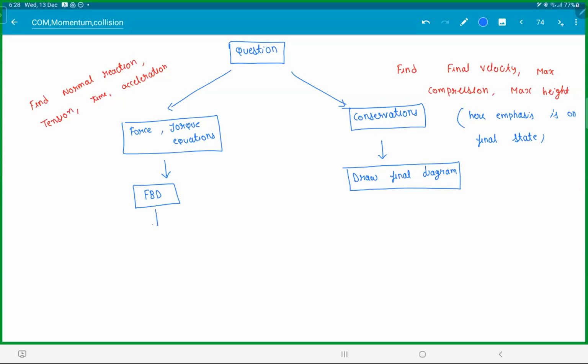Then once you get that FBD, what do you do? Draw forces and everything. Calculate forces, calculate torques. Assign constraint equations. The standard process: assign accelerations, use constraints, and solve. If you can draw a proper FBD, 50% of the problem gets over.